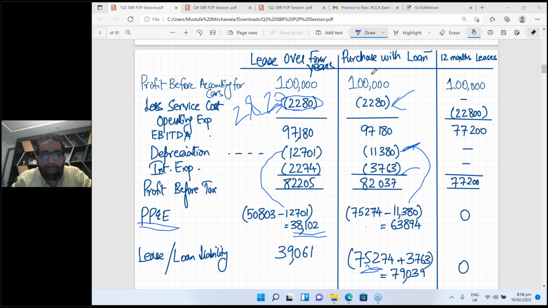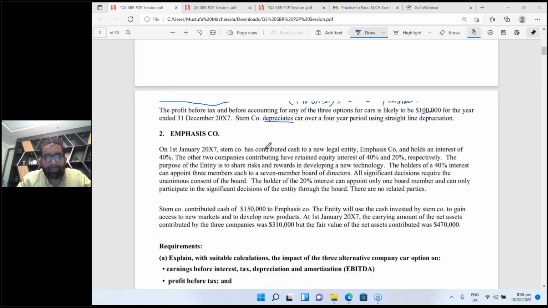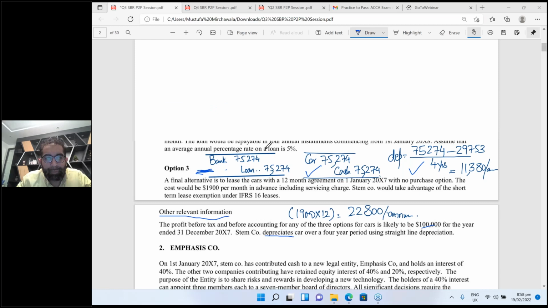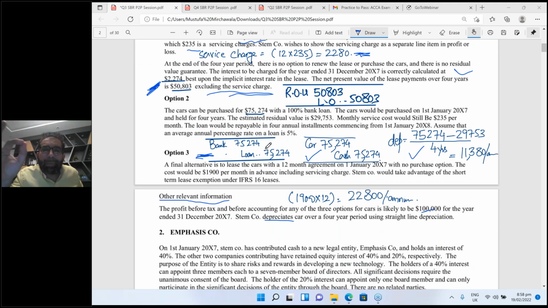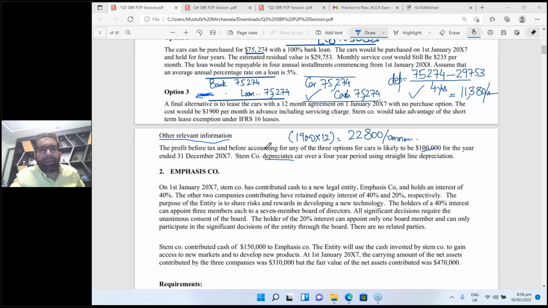Good. Now the third option. See, option number 3. You all know this much, IFRS 16. If you buy any asset on lease for less than 12 months, then this is an operating lease and you don't need to recognize any ROU or any lease obligation.